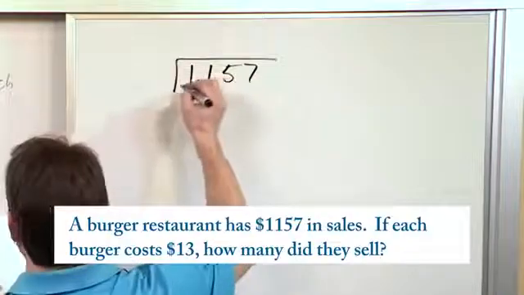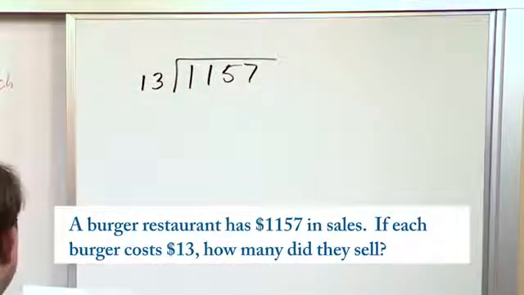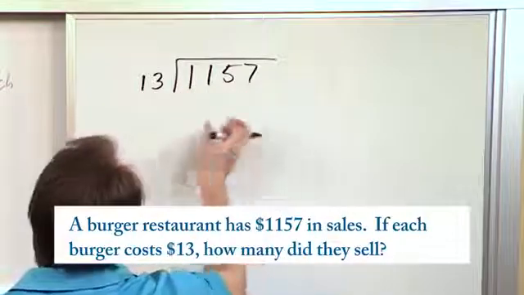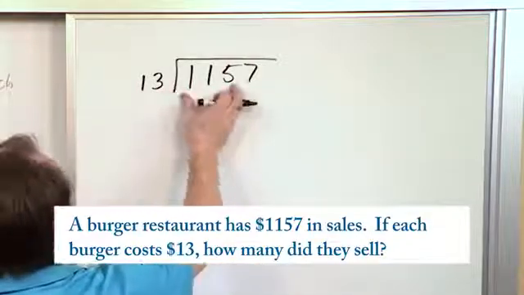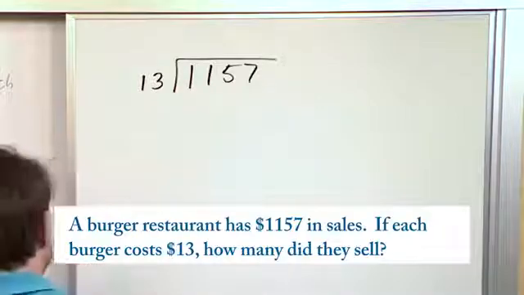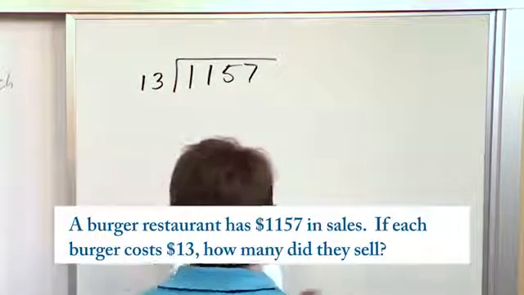$1,157. We're dividing by the $13 burger to see what it is. Okay? So then we first look and see, can 13 go into 1? And it can't. Can 13 go into 11? And it also can't. Can 13 go into 115? Of course it can. How many times does 13 go into 115? I actually don't know off the top of my head, so we go off to the side here.